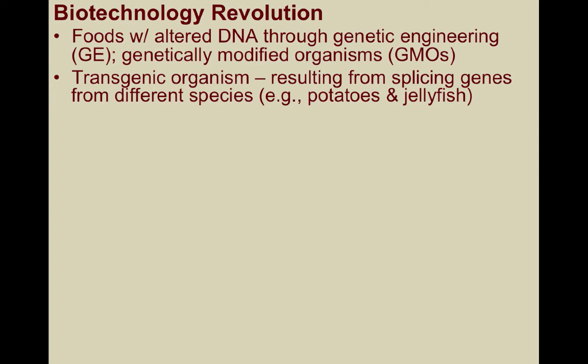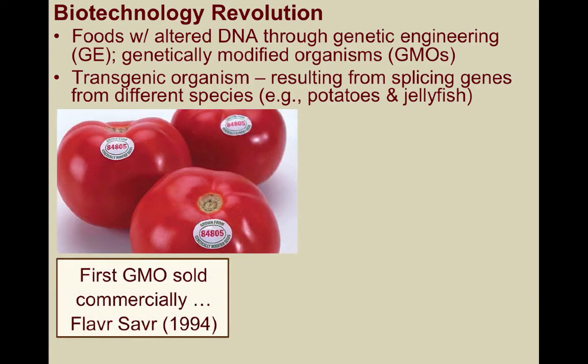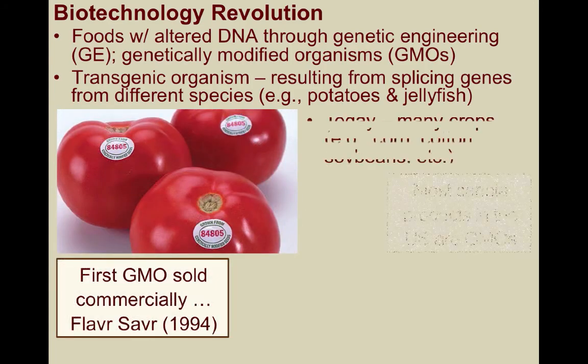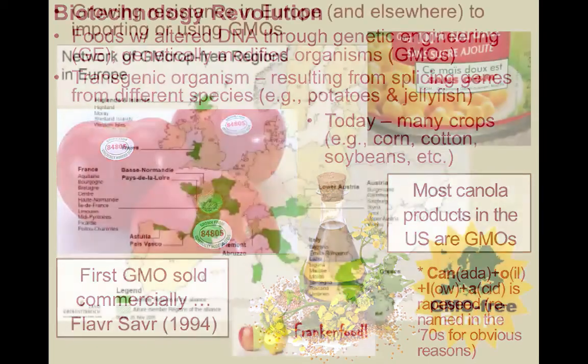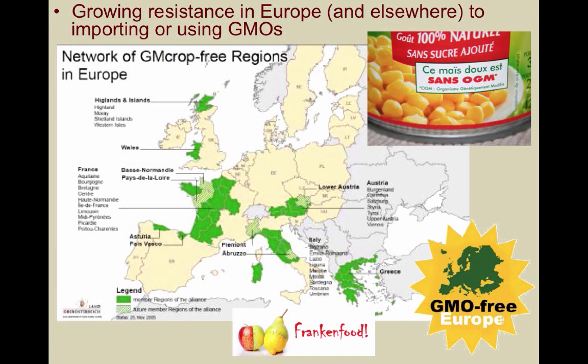Most processed foods in the United States are GMOs, including most corn and soybeans, as well as a vast majority of cotton produced in the US. Canola oil is almost exclusively derived from GMOs, its name being changed from rapeseed oil back in the 1970s for obvious reasons. While many in the US have embraced GMOs, many regions, including large swaths of Europe, have not.